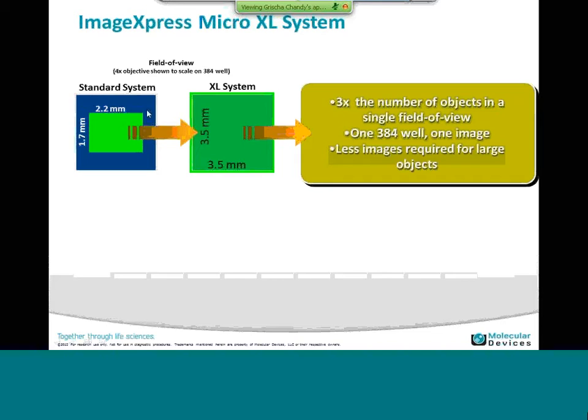And the big box represents a 384 well, and the small green box is the field of view with a standard camera. With the new XL, the light engine was changed and the detector was changed so that with a 4X objective you can capture more than a 384 well. It gives you 3 times the number of objects. If you want to do low resolution imaging, you can get 1 well in a single image. And if you have large objects or high resolution, you can collect fewer images for those assays.